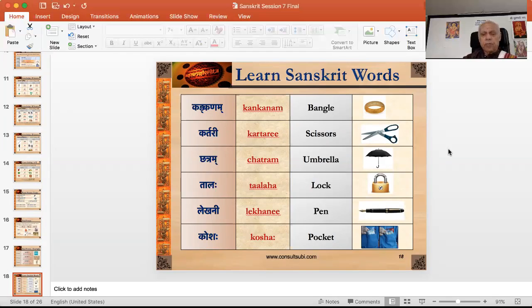Lekani, from which comes likna, writing. In Hindi you say likna. Lekani, referring to a writing instrument. Can be a pen or a pencil also. Koshaha, a pocket. Koshaha, a pouch. Kankanam, Kartari, Chatram, Talaha, Lekani, Koshaha. Some words in Sanskrit.